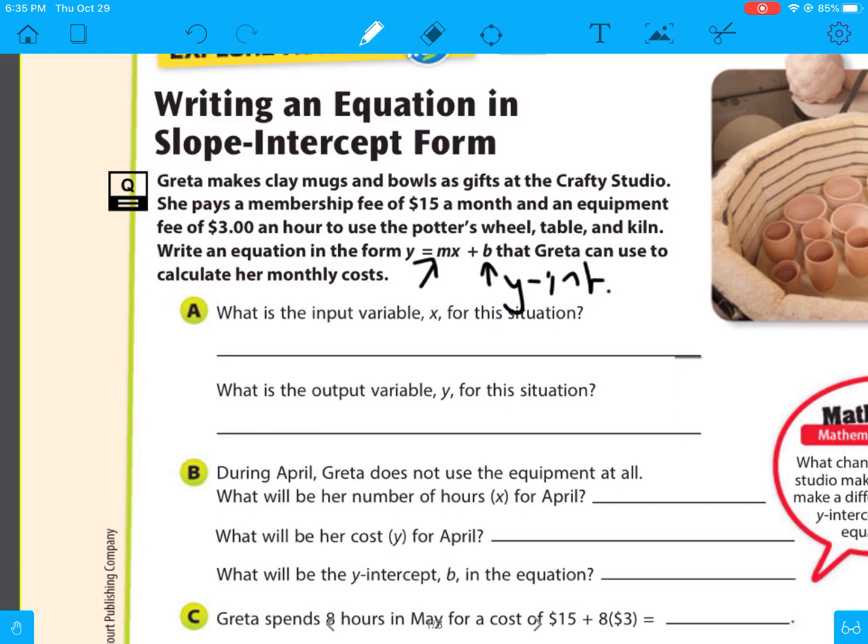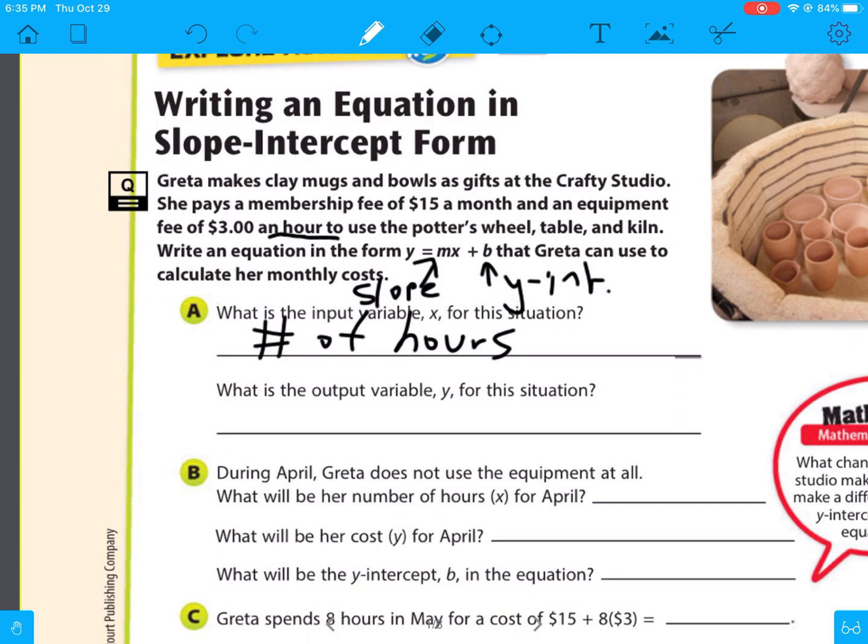Y-intercept, and here is your slope. So what is the input value, the x? So this is what changes. So if you look at the equation, that $15 a month never changes. No matter what you do, it's always going to be $15 a month. But if you look, it's $3 per hour. So the input value, or the x, whatever changes, is the number of hours. That's the number of hours that you use the equipment.